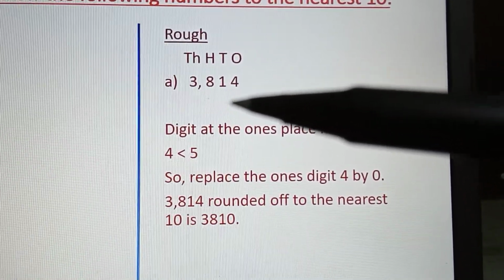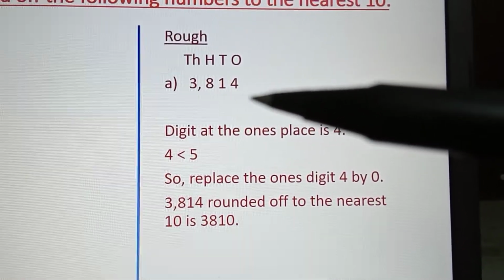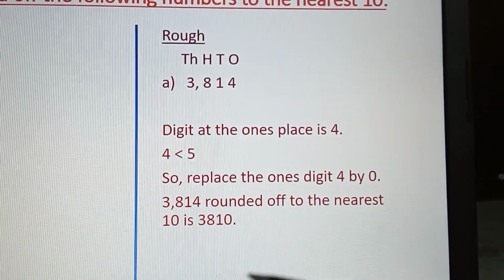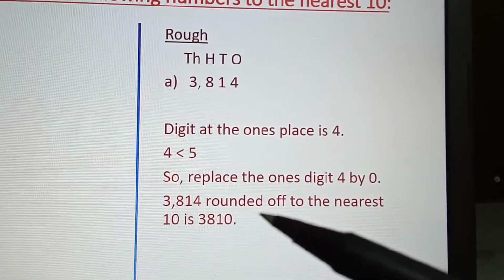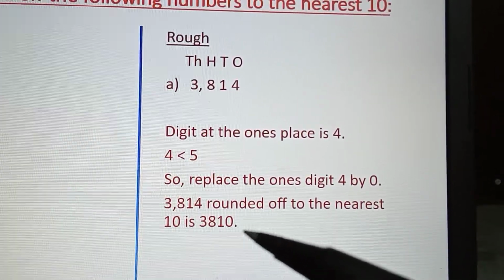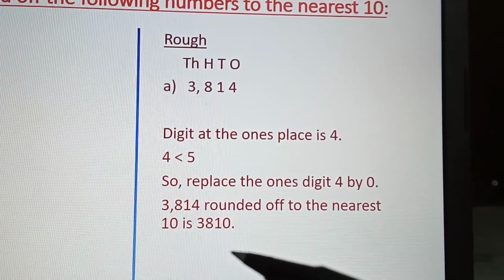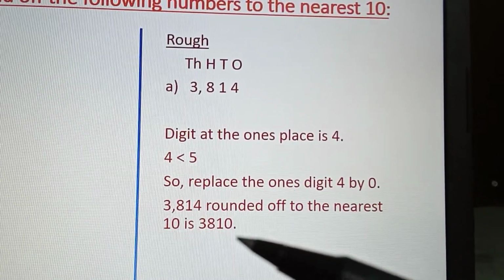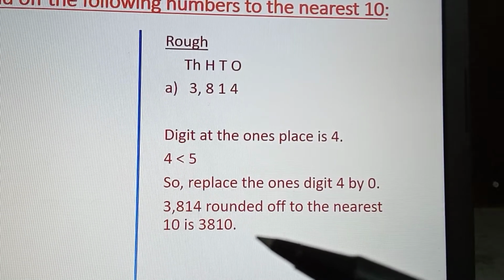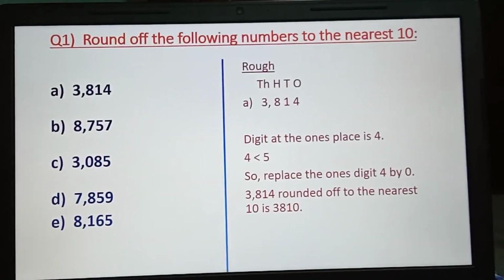So the number will be 3810. So 3814 rounded off to the nearest 10 will become 3810. Clear? Because 4 is less than 5, we are following rule number 1. So let's write this answer here, children.